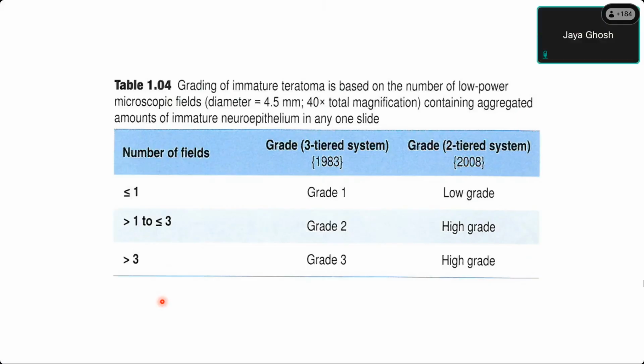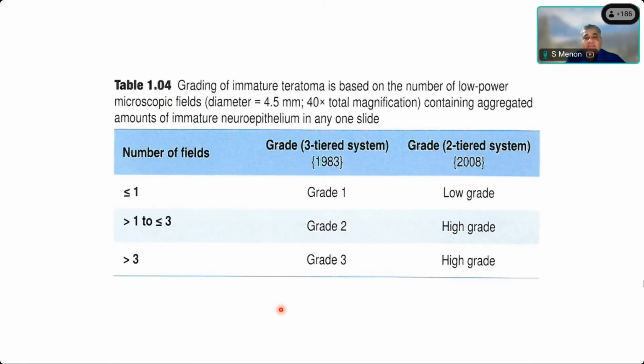The question is, if I have 3 or 4 slides, each having one focus, will it be grade 1? Yes, it will still be grade 1. If there are 4 slides, each having a very small focus, it doesn't become grade 3. It has to be in any one slide. If in one slide you have 4 foci and all the others have 1, it will become grade 3. Yes, 4 foci which are more than 4x fields.